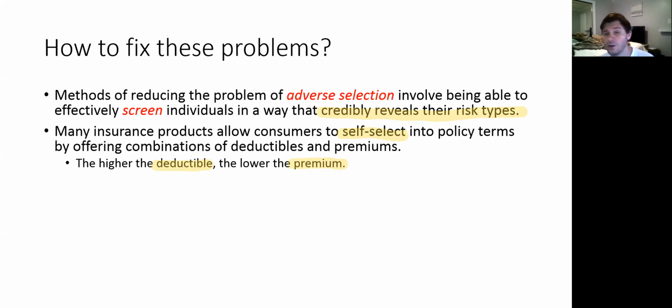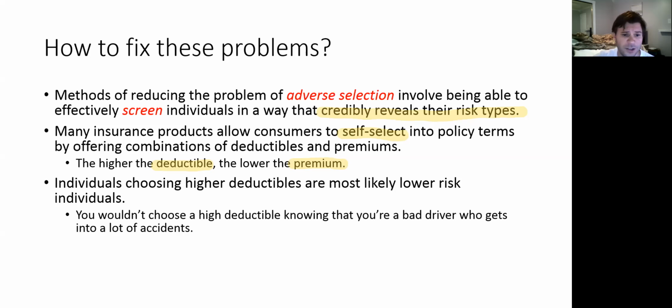So in general, the way this works is that the higher deductible a policy is associated with, the lower the premium that policy is going to charge. And individuals choosing higher deductibles are more likely to actually be low risk individuals because you would not want to choose a high deductible if you know you're a bad driver and you expect to get into lots of accidents. You don't want to be paying a bigger share for those accidents. You want to shift that away from yourself.